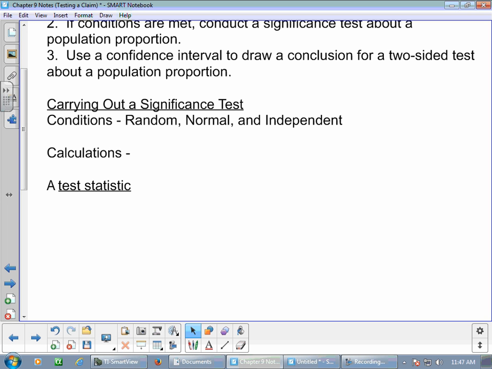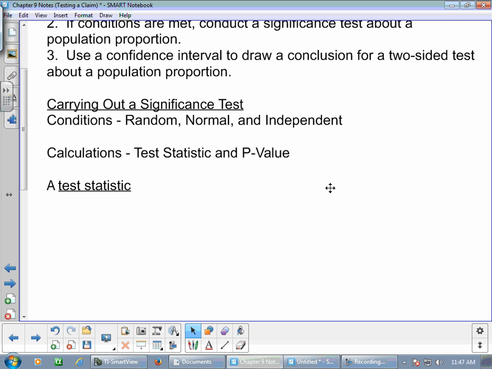And for independent, if it's an infinite population, then it's just that the individuals have to be independent of each other. If it's a finite population, then you also need to be sampling no more than 10% of the population. Okay, so those don't change. Calculations are also things we've already done.